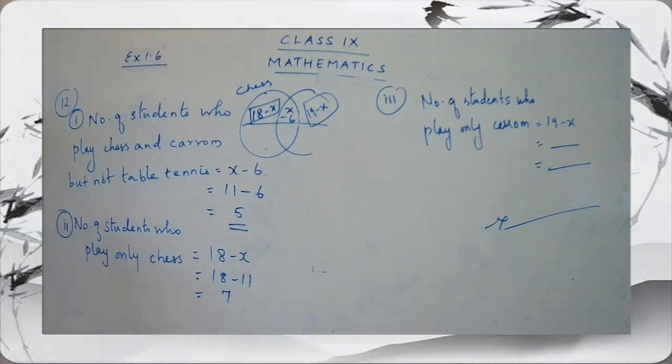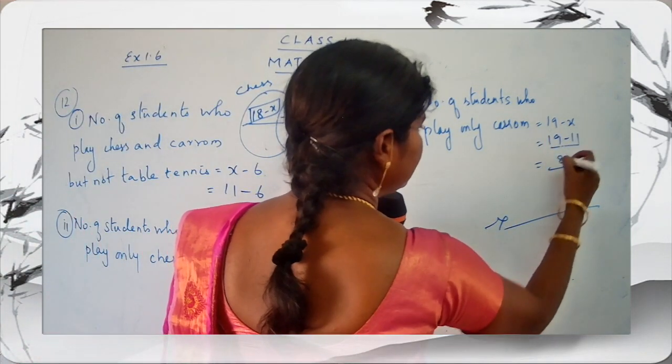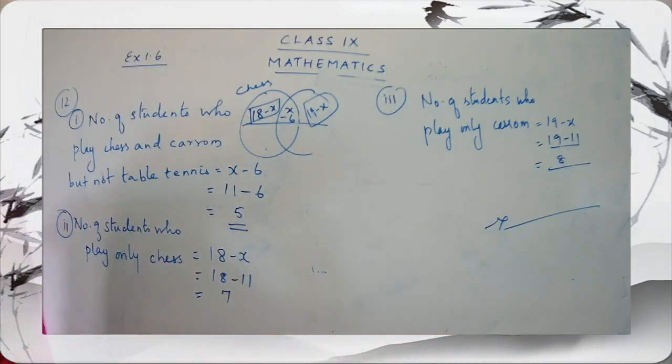Write down step. So number of students who play only carom is equal to 19 minus x. So what is the answer? 19 minus 11, and what is it? It's 8. Yes. Get the answer as 8. 19 minus 11 is 8. Yes. So we have completed our sum number 12.